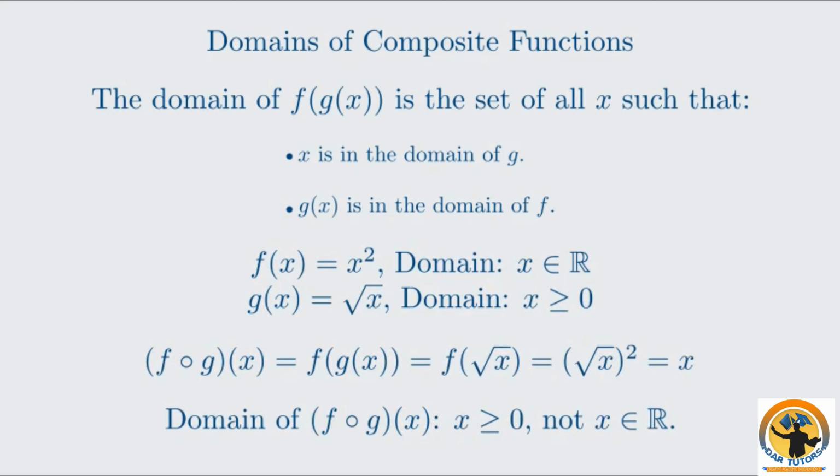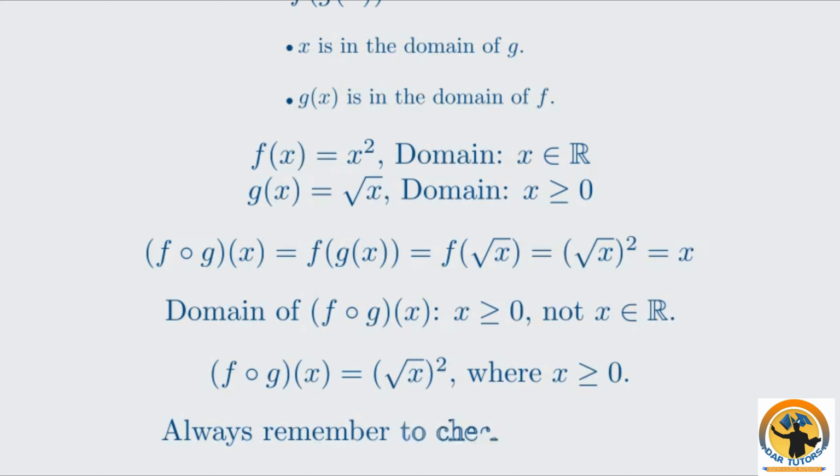However, this simplification is not valid for all x. The original function was f(g(x)), which included the g function, the square root of x. For that square root to be defined, x must be greater than or equal to 0. Therefore, the domain of the composite function is not all real numbers, but only x greater than or equal to 0. To be completely rigorous, it is better to write the composite function as f(g(x)) equals the square root of x, squared, where x is greater than or equal to 0. Always remember to check the domains.